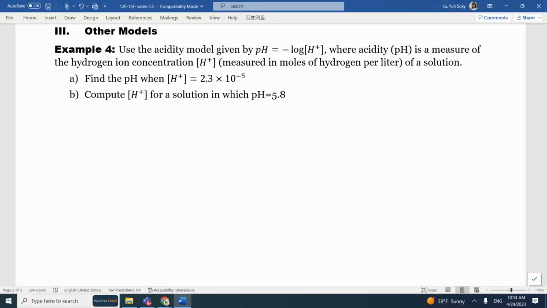Okay, so this is a formula, right? Part A, we want to find the pH if the hydrogen ion concentration equals 2.3 times 10 to the negative 5. So you plug in the hydrogen ion concentration, 2.3 times 10 to the negative 5. Is that okay, everybody? Everybody take out your calculator. Plug it into your calculator. What do you get?